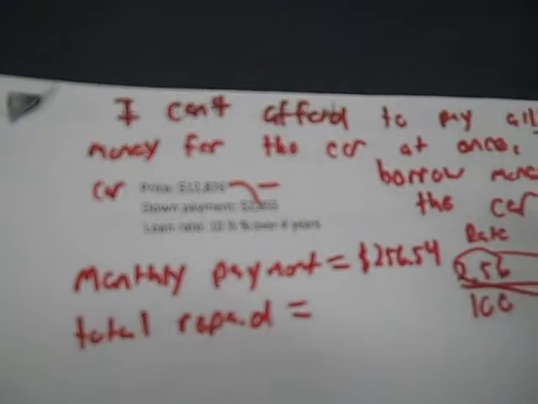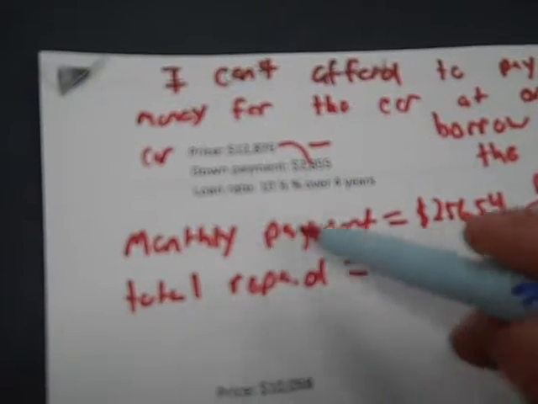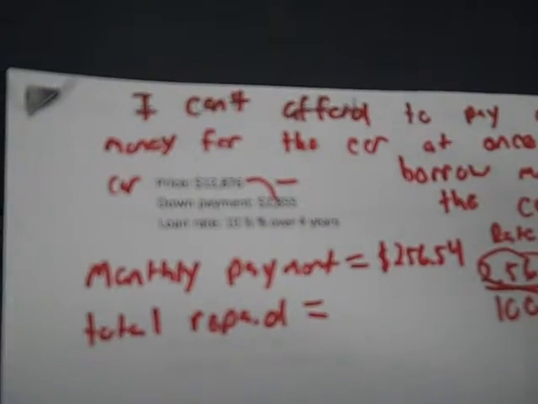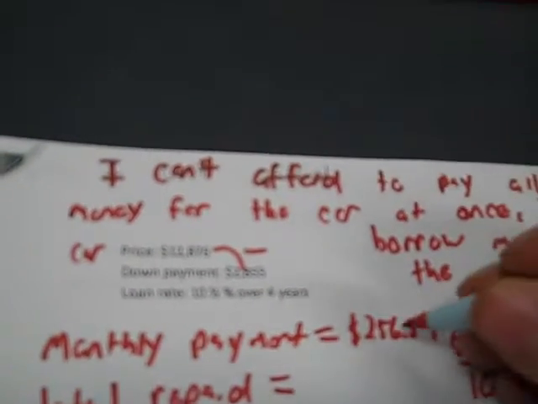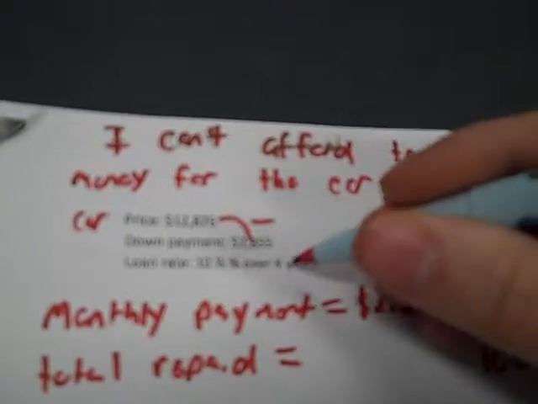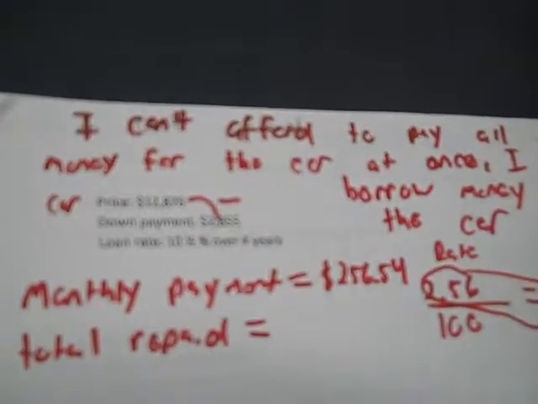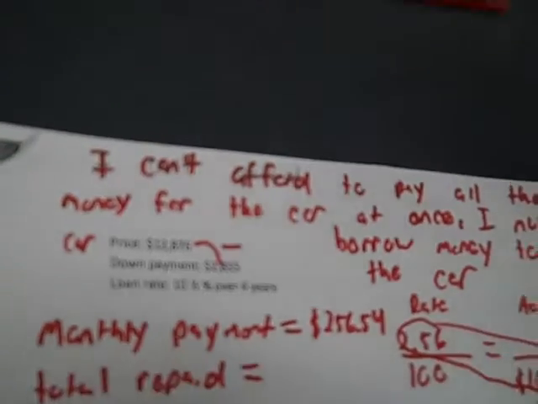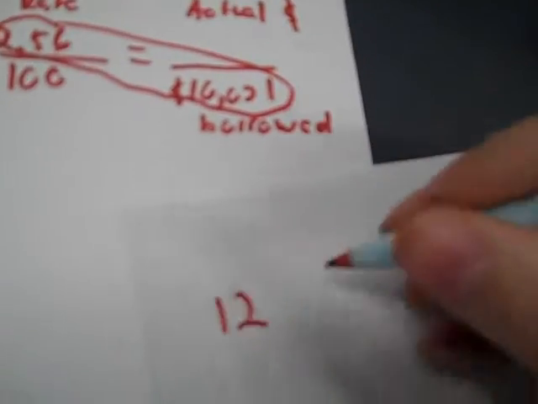Okay, now to find the total amount to repay. Now remember, there's 12 months in a year. So I got to figure out how many times I'm going to pay that. Okay, so 4 years, how many months is that? Okay, we take 4 times 12, because there's 12 months in a year. So you don't need to write this.